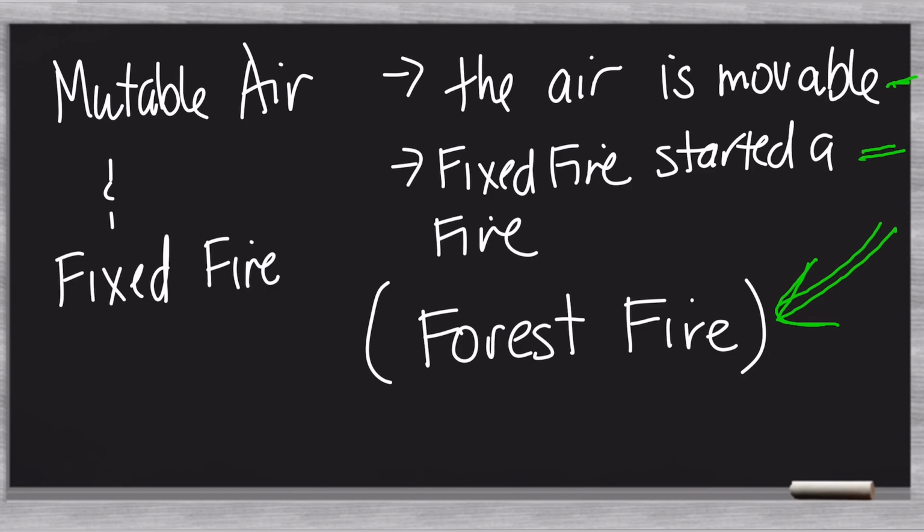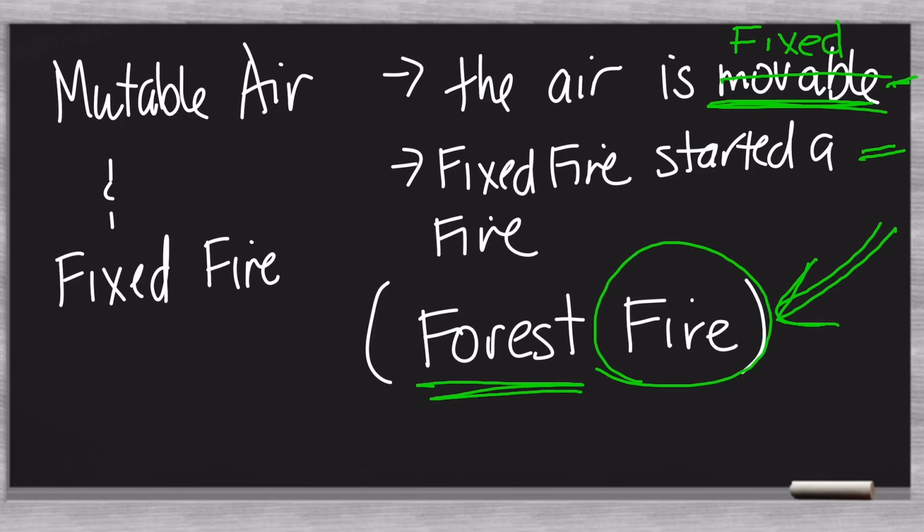Now let's say that the air here isn't movable. Let's say the air here is fixed. I'm just giving you a different example. Okay? Then you could actually not have a forest fire because it's not spreading. See, this is movable. So here, it's not spreading. So what you will have is then you will just have fire. And fire can be very constructive.